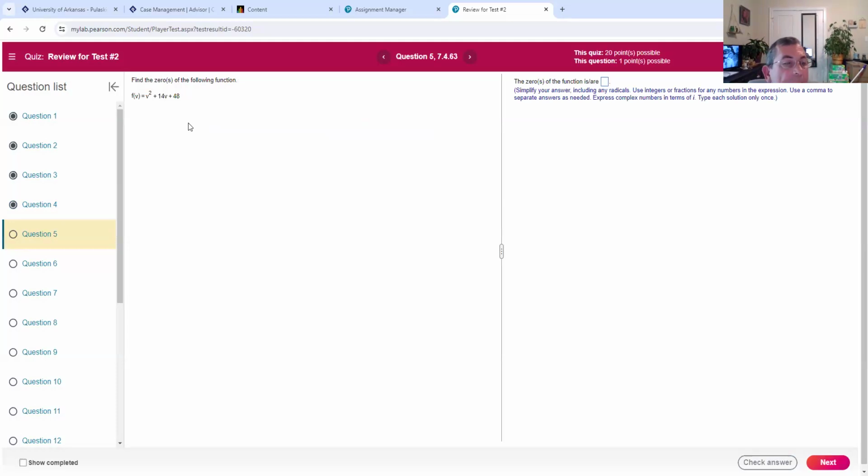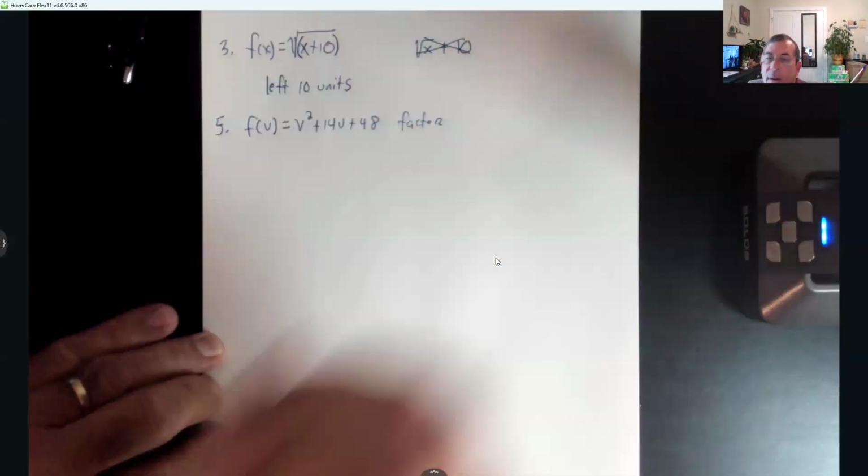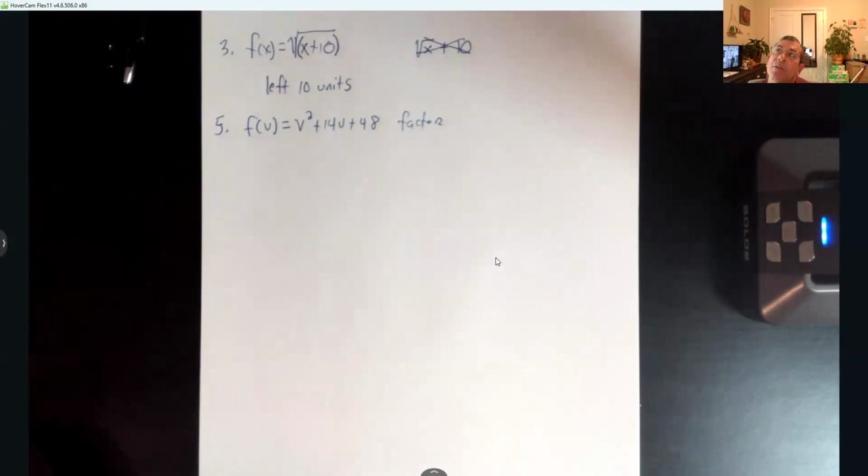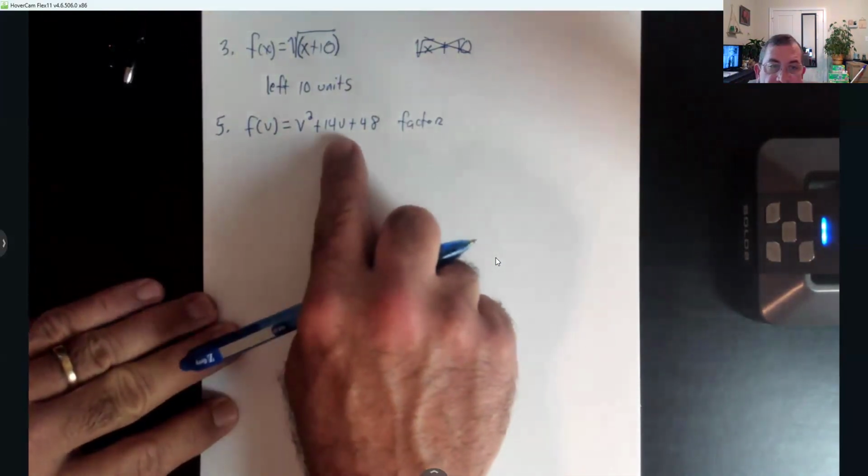Oh, y'all, let me write number 5 down here. They want us to find the zeros and are giving me f of v equals v squared plus 14v plus 48. On number 5, we can factor this one. But then they're going to give us number 6. On number 6, it won't be factorable. So on number 6, we're going to have to use the quadratic formula. But y'all, I'm going to factor this to solve it.